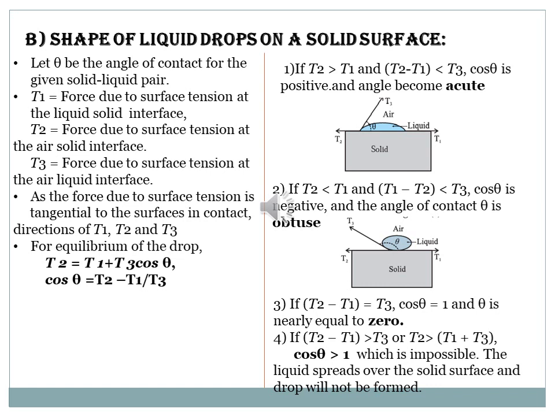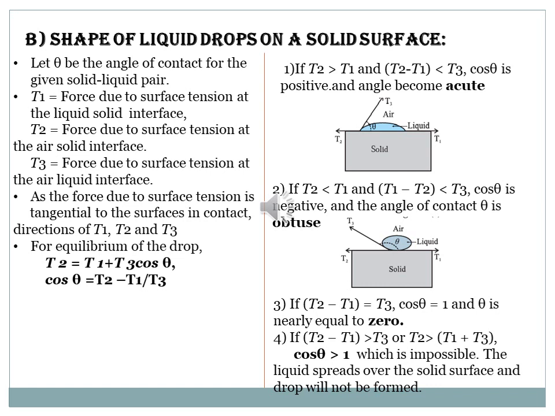So for the equilibrium condition, T2 is equal to T1 plus T3 cos theta, as you can see in this slide. What is T2? Force due to the air solid interface. T1 is the force due to the liquid solid interface, and T3 is the force due to the air liquid interface. So T2 is equal to T1 plus T3 cos theta. You are just going to learn this equation. There is no proof of this equation. Alright, so by using this equation, you can calculate the value of cos theta.